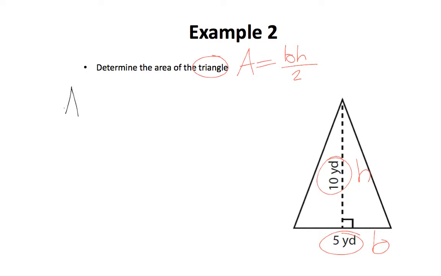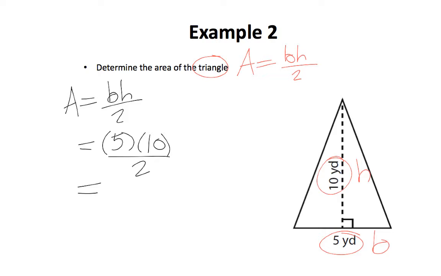Therefore, we are going to be putting numbers into our equation. So, instead of b, I'm going to replace that with 5 in brackets. And instead of h, I'm going to replace that with 10 in brackets. And the divide by 2 stays exactly the same. So 5 times 10 is 50. The divide by 2 stays the same. And 50 divided by 2 is 25. The units is yards. And because this is area, it is going to be 25 square yards.